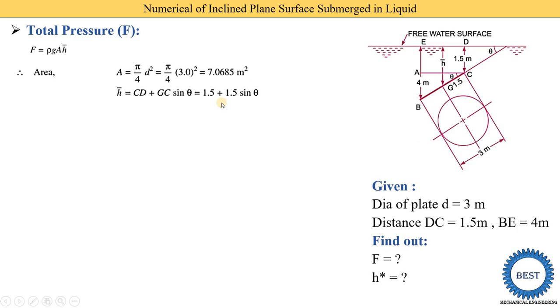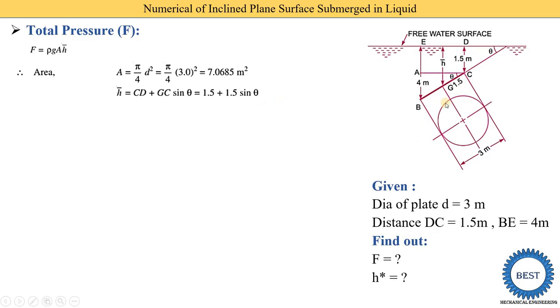H bar means the distance between the free water surface and this point G. So this is point G. For a circular plate, point G is at the center, and extending it on the front view, we get this point here. The diameter is 3, so C to G is equal to 1.5. From the plate's starting point C, G is located at 1.5.